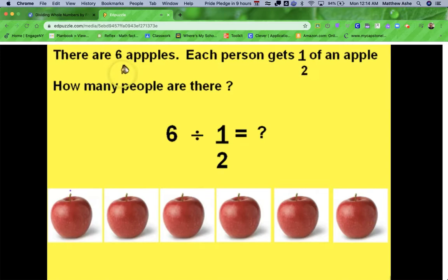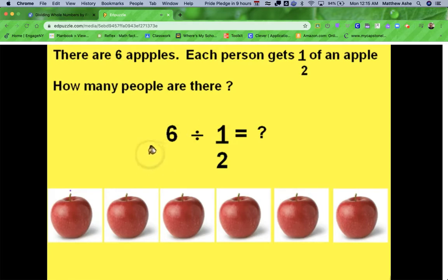Let's say we still have 6 apples, but each person is going to get half of an apple this time. We want to know how many people there are that will get apples. Well, now our division equation looks a little different. We have 6 divided by half. Instead of dividing 6 by a whole number, we are now dividing 6 by a fraction. 1/2 is a unit fraction because the numerator is a 1. Any fraction with a numerator of 1 is called a unit fraction.